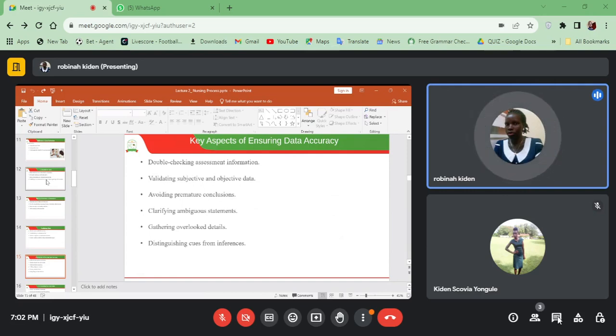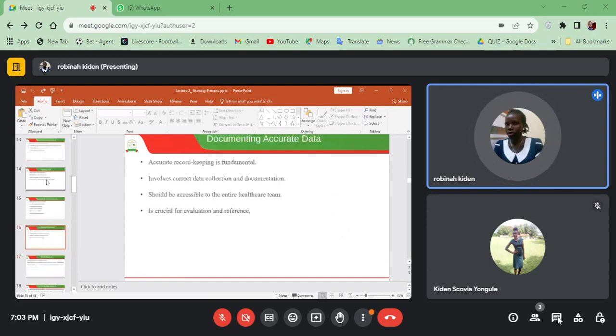Documenting accurate data. Accurate recording is fundamental. So when recording data, make sure you record the right information that has been given to you. This involves correct data collection and documentation. It should be accessible to the entire healthcare team, which is crucial for evaluation and also for reference. So in the future, anyone can be able to refer to it.